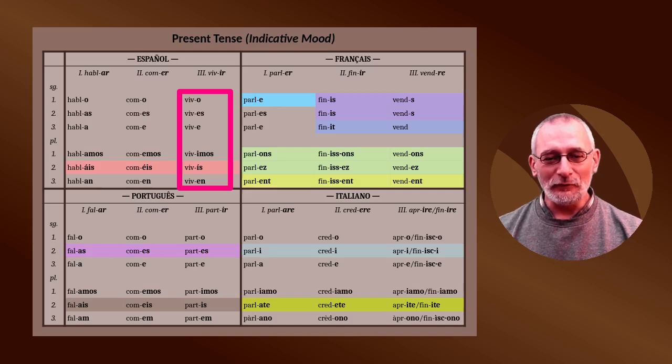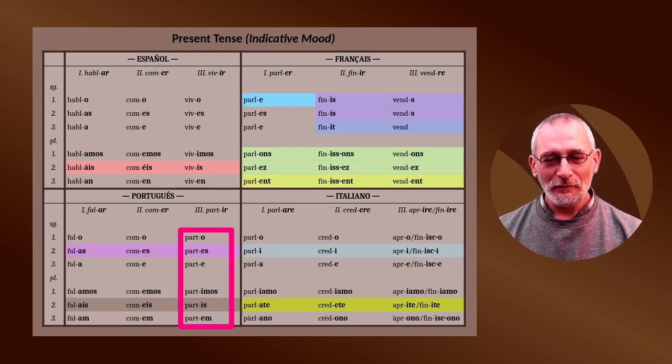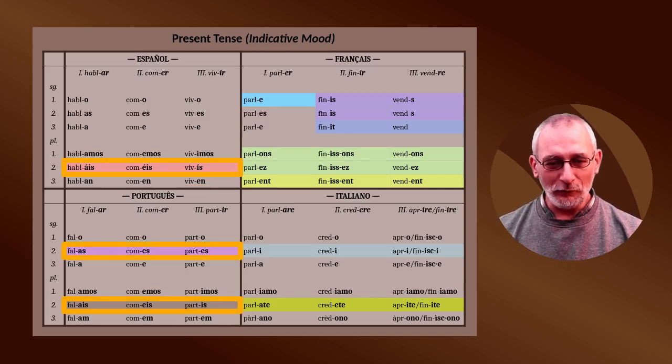And the third group of verbs in Spanish, vivo, vives, vive, vivimos, vivís, viven. And in Portuguese, parto, partes, parte, partimos, partis, partem. As we can see, it's practically the same, only in the third person of plural, there is some slight difference in orthography. I have highlighted the second person plural in both languages, since this is not used in all varieties of the language, and the second person singular for Portuguese as well, since this one is also not used in all varieties of Portuguese.